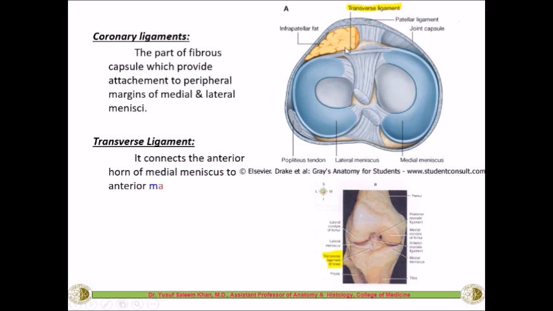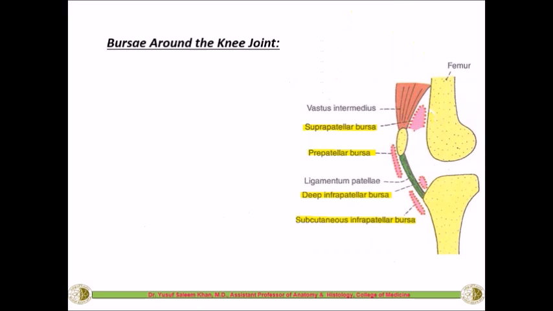The transverse ligament, here you can see, this is the transverse ligament which connects the anterior horn of the medial meniscus with the anterior margin of the lateral meniscus. Here also you can see in this picture. So there is the transverse ligament of the knee joint. And this ligament is present in almost 40% of subjects, not in everybody, but almost 40% of subjects. You can see the transverse ligament.